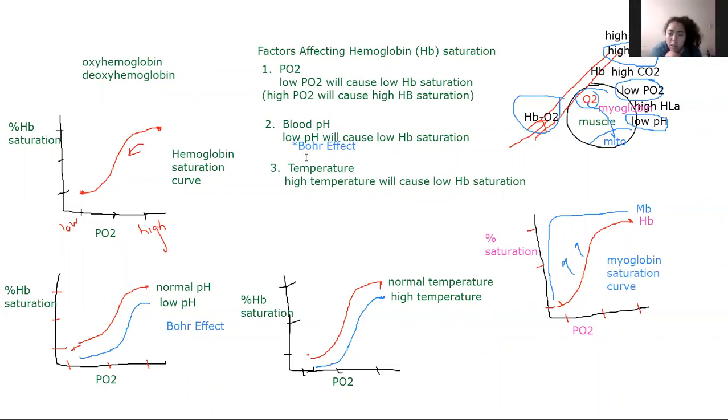I have a question. For the myoglobin saturation curve, you're showing the arrows, can you explain that? This just means as hemoglobin's releasing the oxygen, myoglobin's picking it up.